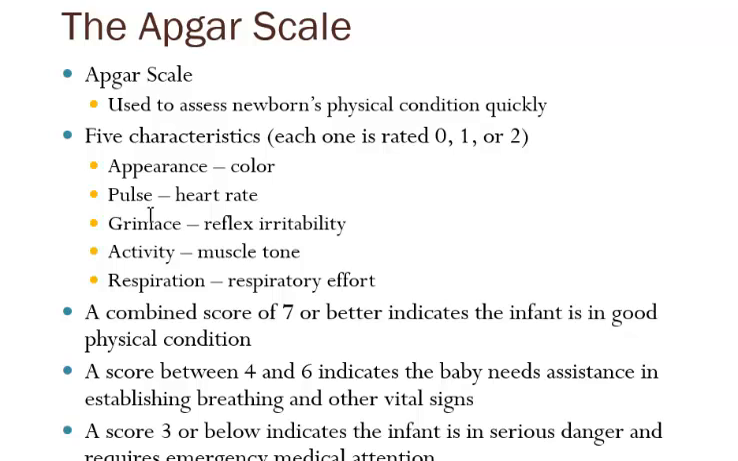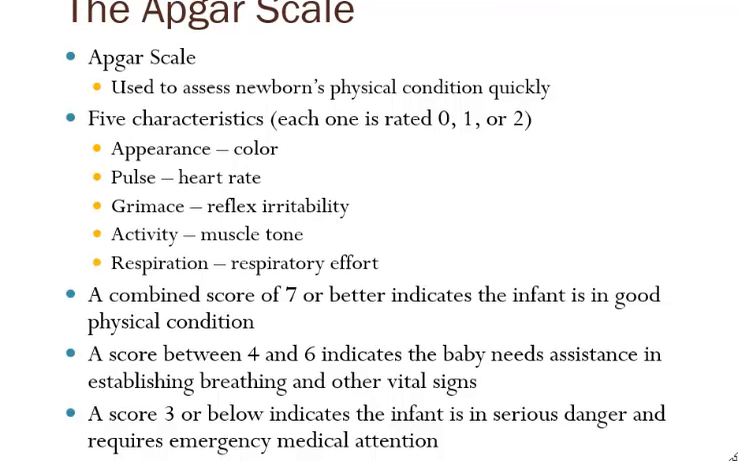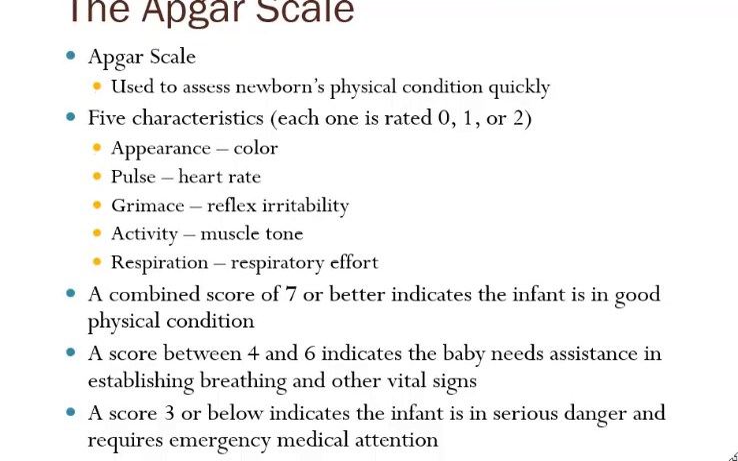Once they add up all these 5 scores, you give them a 2 for this, a 1 for this, a 2 for this, 7 or more indicates the infant is doing well, a 4 to a 6 shows that the baby needs assistance, but hopefully nothing too bad. Unfortunately, a score of 3 or lower indicates that the infant is in serious danger, and they'll very often take the baby straight to the NICU, the neonatal intensive care unit.